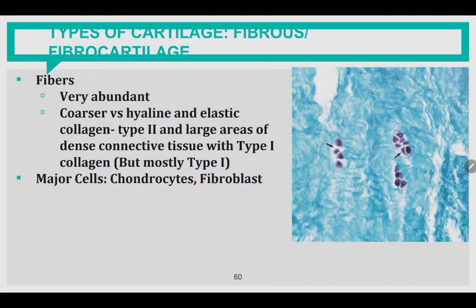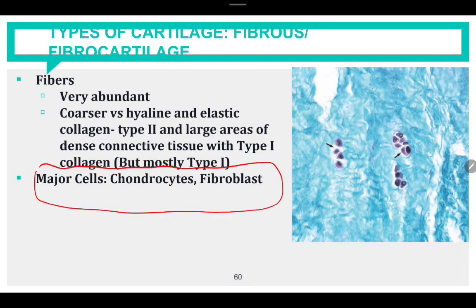So, let's check for the fibers. The fibers are very abundant. Di ba? They are coarser, no, versus hyaline and elastic collagen. Collagen type 2 and large areas of the dense connective tissue with type 1 collagen, but mostly type 1. So sabi dito, meron siyang collagen type 2. Okay? The major cells here are yung tinatawag natin na chondrocytes and the fibroblasts.